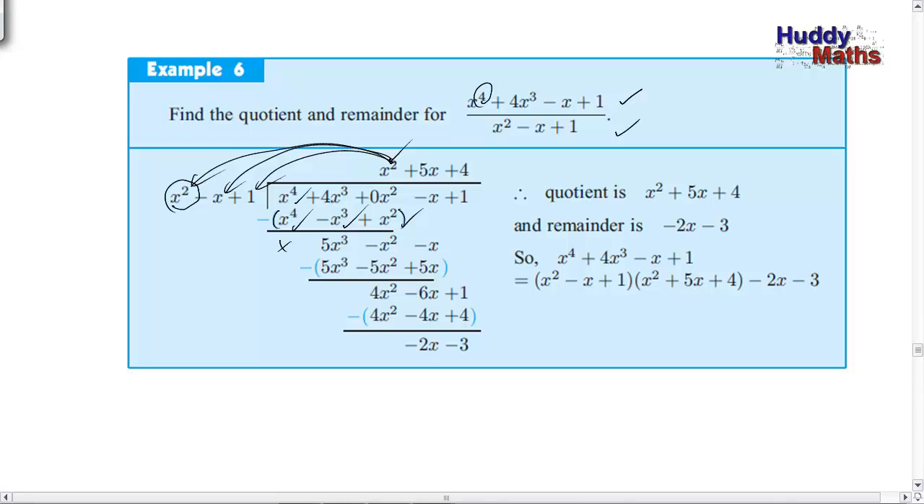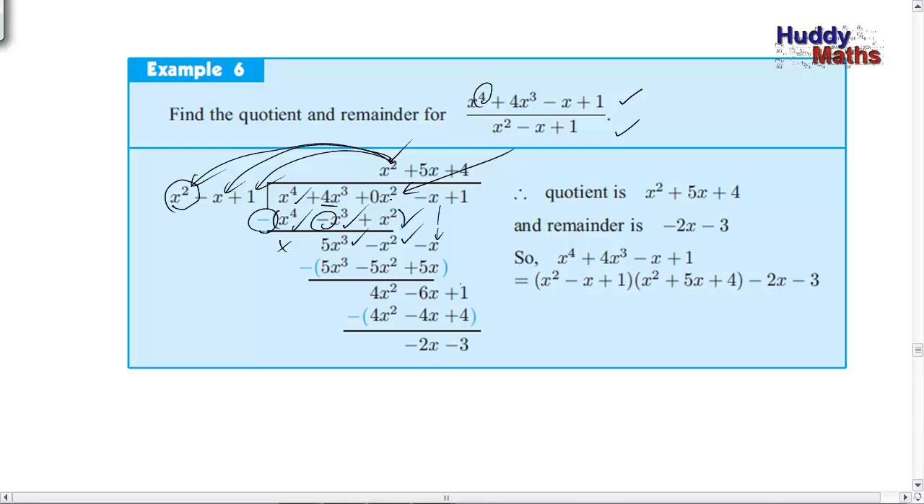Nothing there. 4 take negative 4 plus is 5. Naught, because we didn't have an x squared term, so I had to put that in there. Take x squared is negative x squared, bring the next one down. So we're working in bundles of 3 here now, because the quadratic that we're dividing by, the divisor, is x squared take x plus 1.